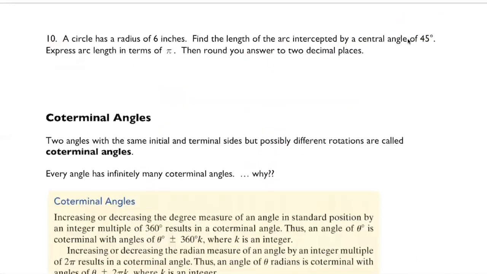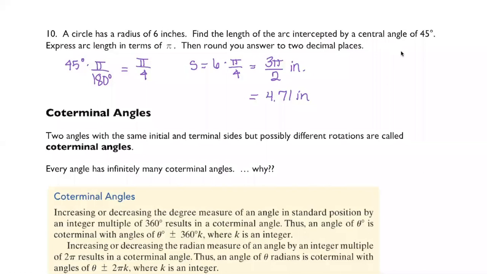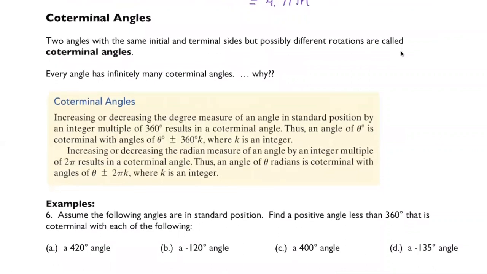So I would love for you to pause the video, turn the page, and go ahead and try number 10 on your own. Notice this one does ask you to round. So you'll need your calculator, and I'll come back here with the answers in 3 seconds. Okay, so you should get pi fourths for your measure of theta in radians. In terms of pi, your answer would be 3 pi over 2 inches, and as a decimal, that comes out to 4.71 inches. Okay, the last thing that we're going to talk about today is coterminal angles.